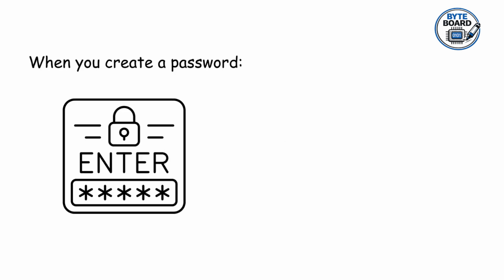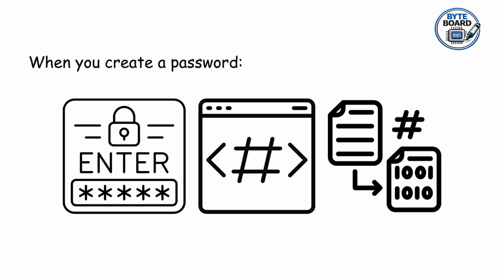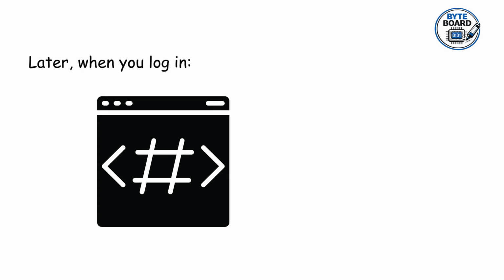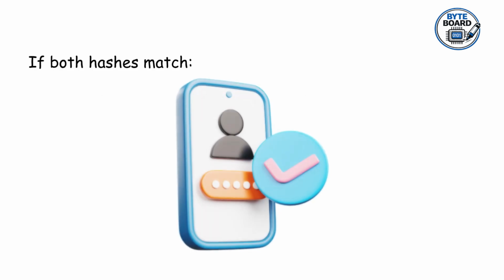How hashing works: when you create a password, 1. You enter the password. 2. The website runs it through a hash function. 3. The hash is stored instead of the real password. Later, when you log in, your password is hashed again. The new hash is compared with the stored hash. If both hashes match, login successful.